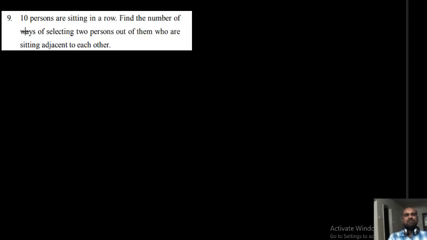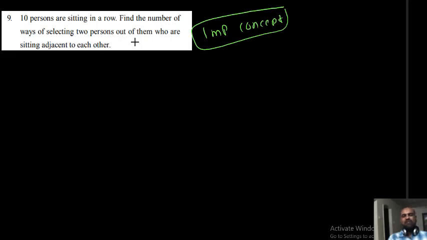Next question: 10 persons are sitting in a row. Find the number of ways of selecting 2 persons out of them who are sitting adjacent to each other. Important concept, important problem and important concept. 10 persons are sitting in a row. Find the number of ways of selecting 2 persons out of them which are sitting adjacent to each other.